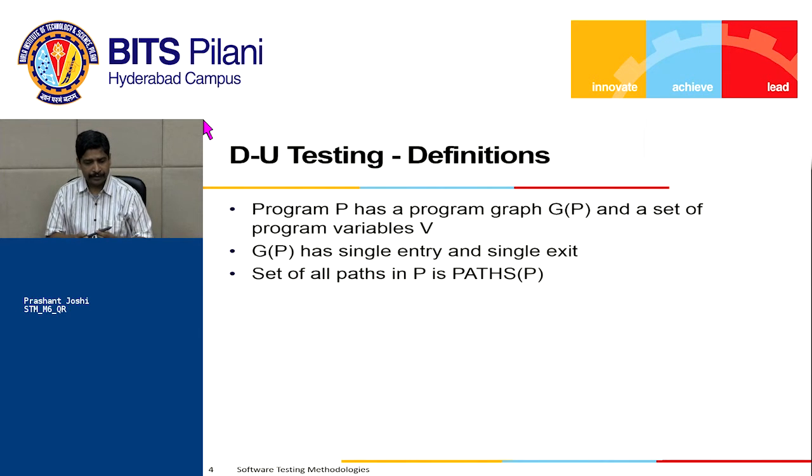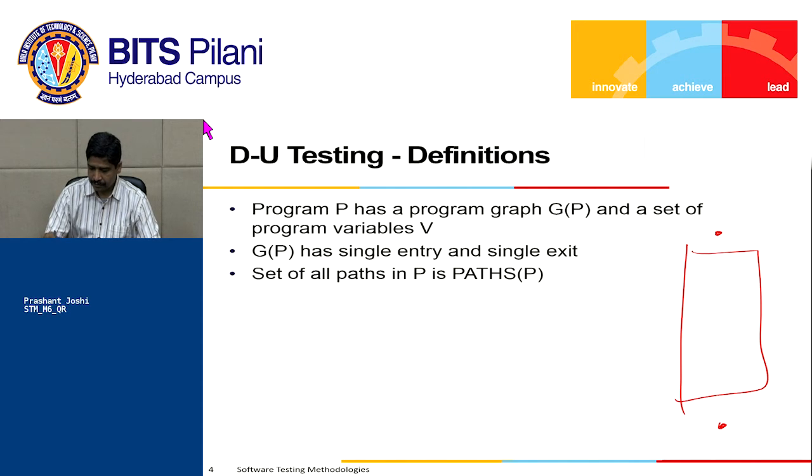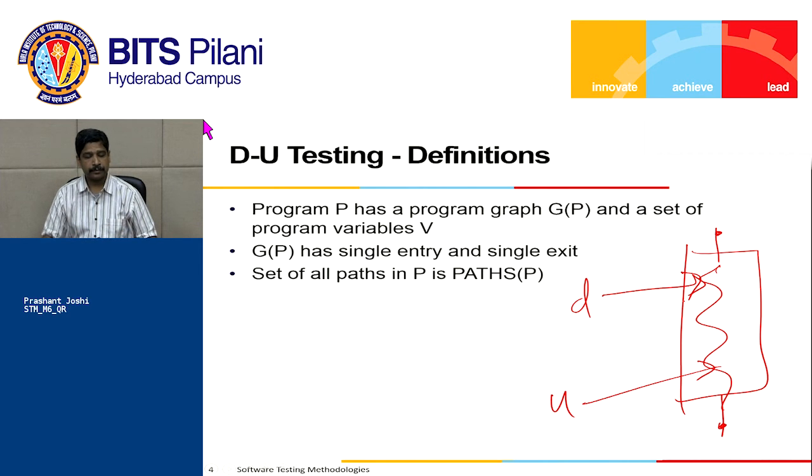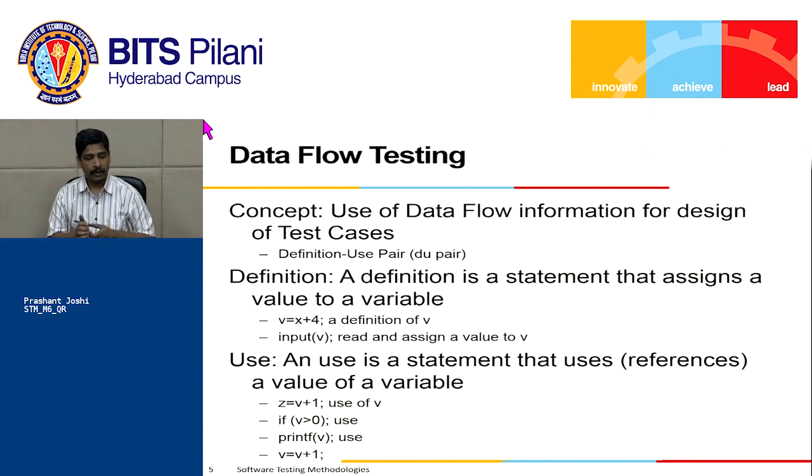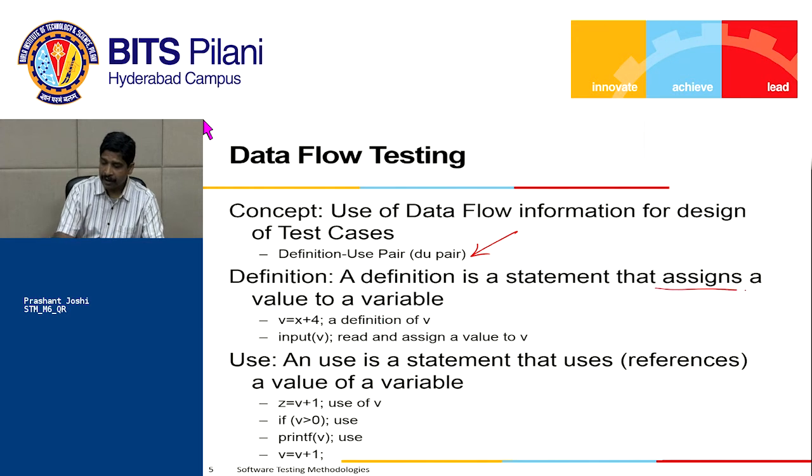So for DU testing, we are looking at a graph with a single entry and a single exit, and between these, whatever is supposed to happen, somewhere a variable is defined and at another place it is used. So the concept we use is the DU pair. A definition assigns a value, and a use uses or references a value.